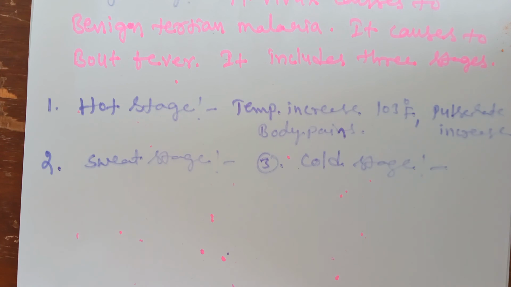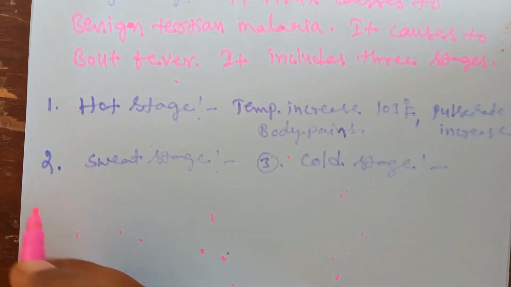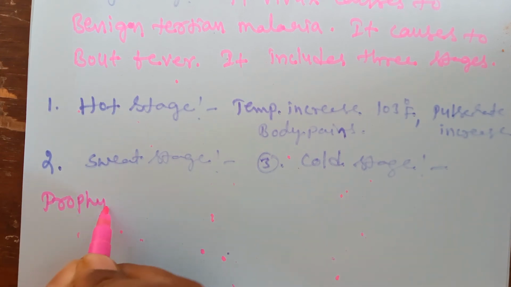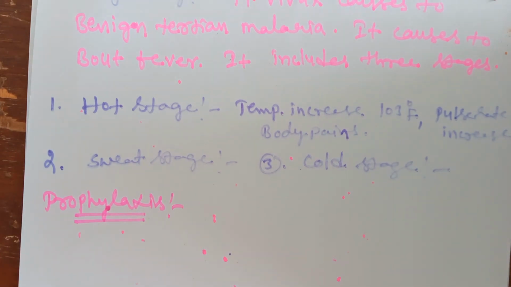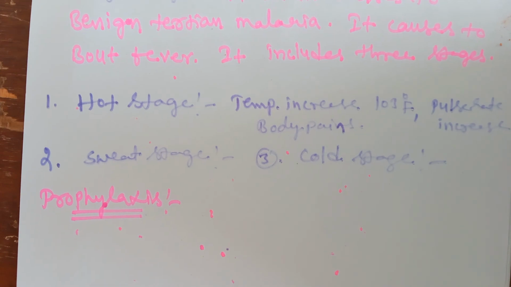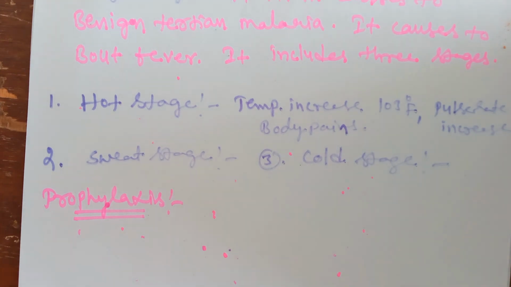Now prophylaxis, the control measures. Prophylaxis means prevention is better than cure. So that malaria does not attack your body, which control measures should be maintained? Keep your locality and area clean, and the drainage system cleaned. You can inform the municipality so that stagnant water is removed.